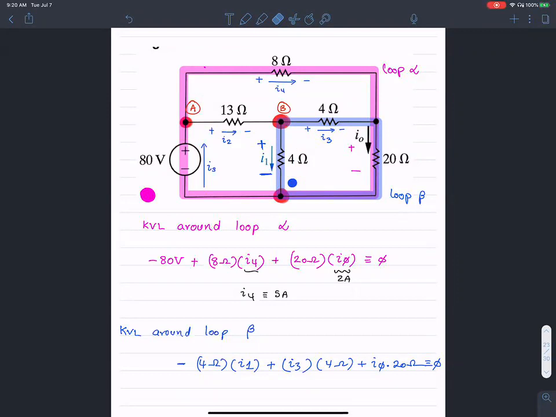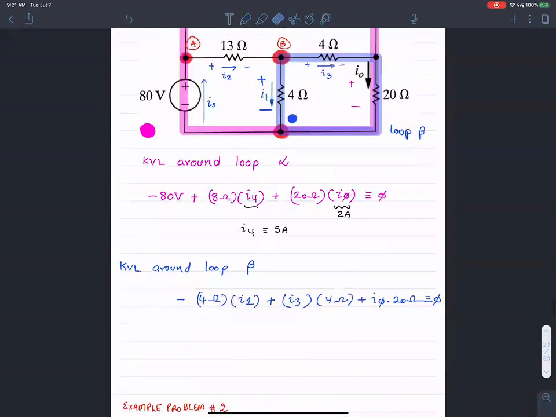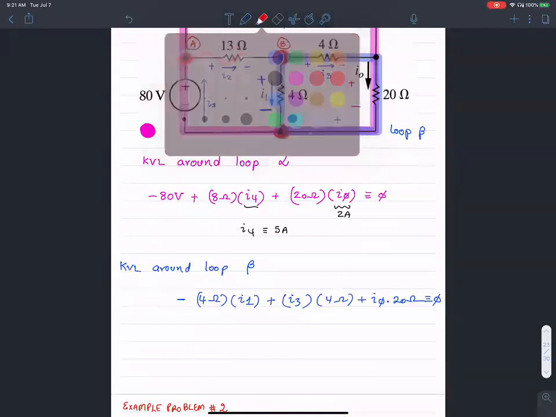Yes. I naught is given to be 2 amperes. So from this, we should be able to rearrange these equations. And then if you solve the different currents here, if you solve these different equations, so let's see, let me do this.